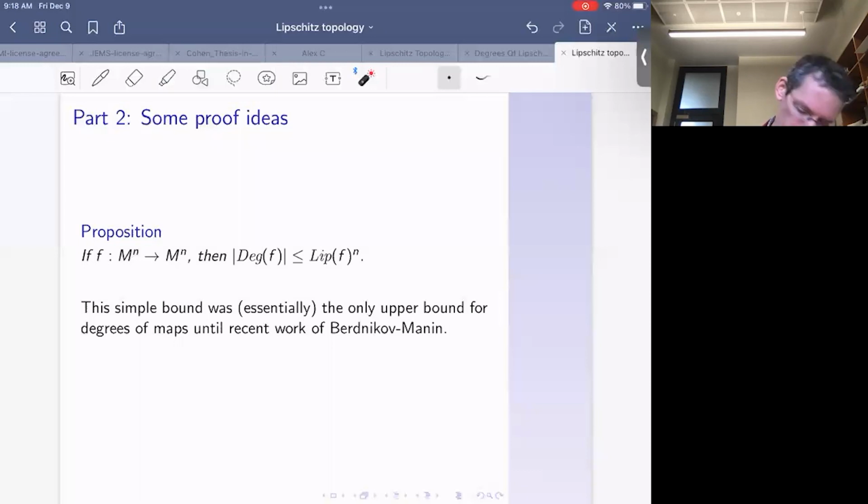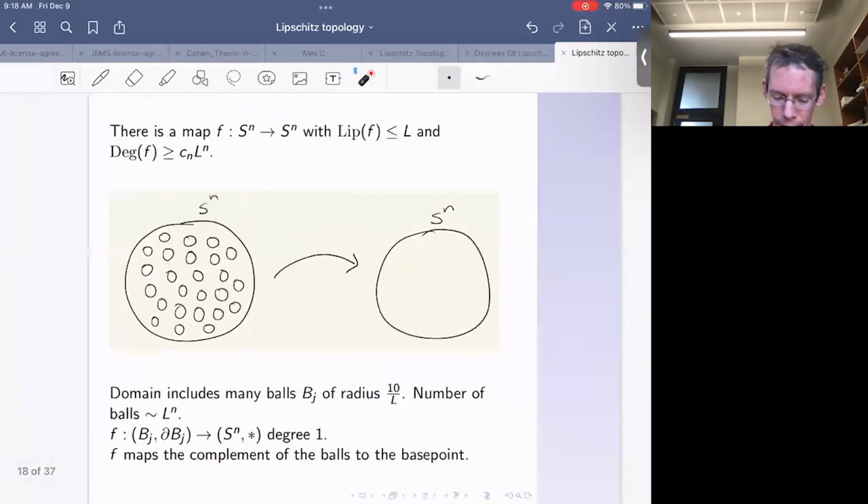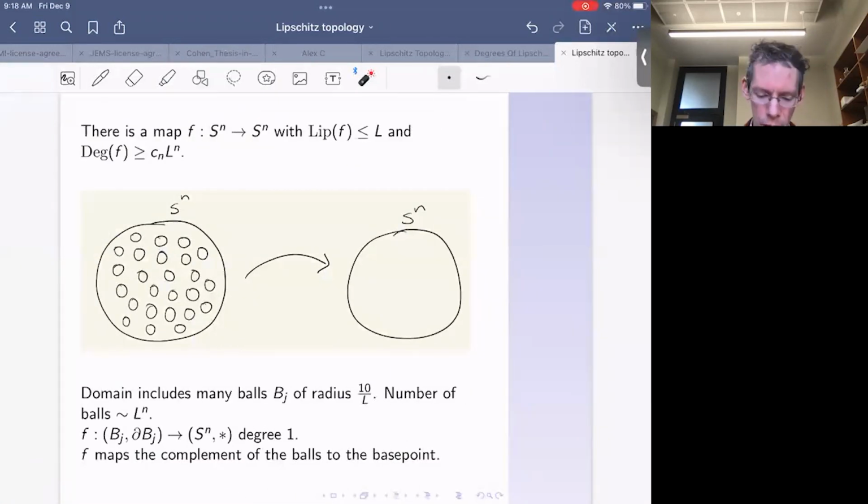So for degrees of maps between manifolds, at least for the kind of manifolds that we were looking at, this was the only available bound until recently. Okay, now let's start to talk about mappings. So for maps from the unit sphere to itself, there's an L-Lipschitz map whose degree is on the order of L to the n. Here's what it looks like.